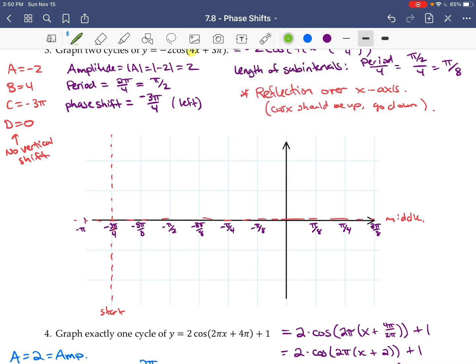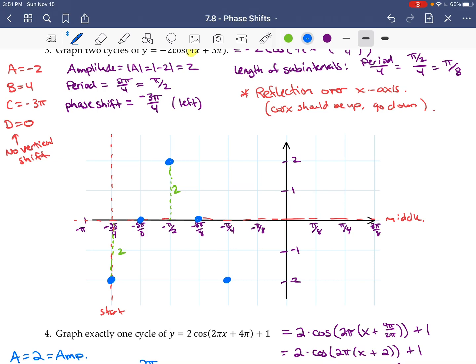So let's get to the green here. At the beginning, cosine is normally at 1. So this is 1 and 2, negative 1, negative 2. But here, because of the reflection, it's going to be the negative version. So we're going to go down 2 units. The amplitude is 2. So we're going to be down here at the start. Okay, and then cosine goes up to the middle, and then up to the top, and the top here is 2 from the middle, because that's the amplitude. And then back down to the middle, and then down to the bottom.